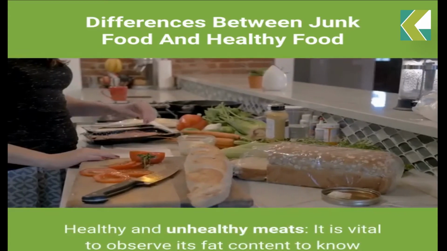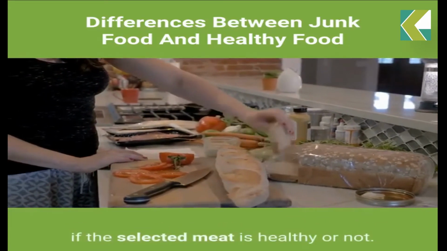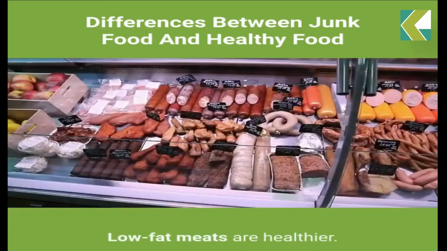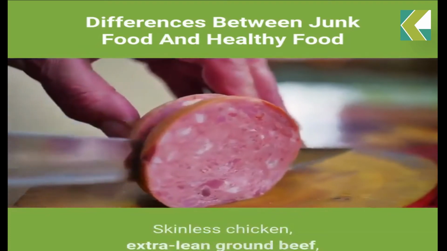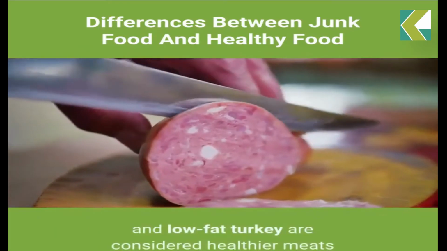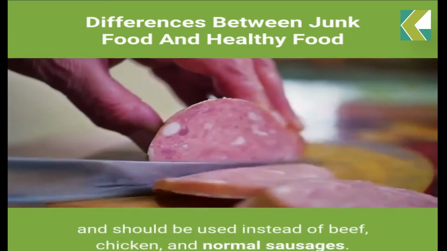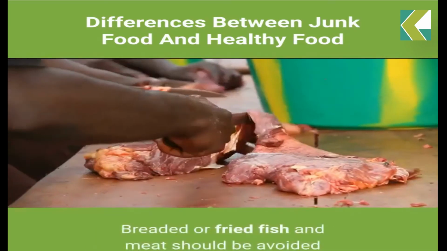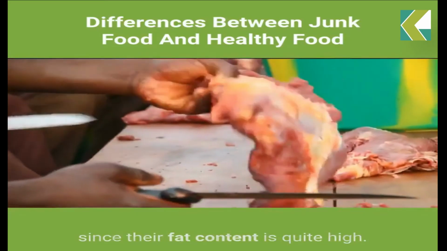Healthy and unhealthy meats. It is vital to observe its fat content to know if the selected meat is healthy or not. Low-fat meats are healthier. Skinless chicken, extra lean ground beef, and low-fat turkey are considered healthier meats and should be used instead of beef, chicken, and normal sausages. Breaded or fried fish and meat should be avoided since their fat content is quite high.